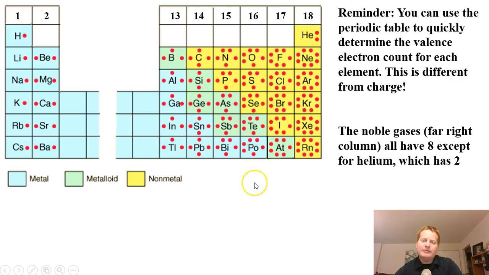You may have heard that referred to as the octet rule, oct meaning 8, where each element is trying to have 8 electrons in its outer shell.